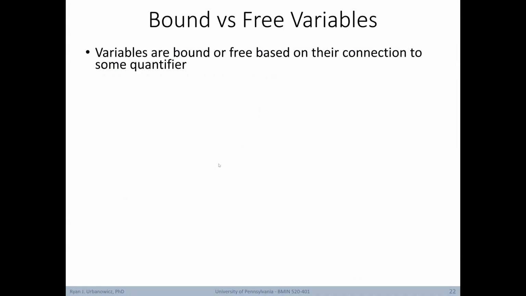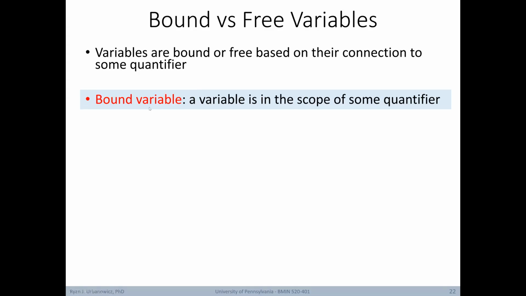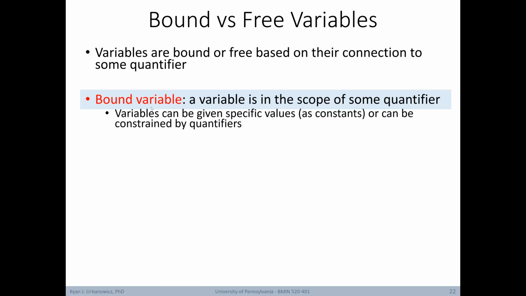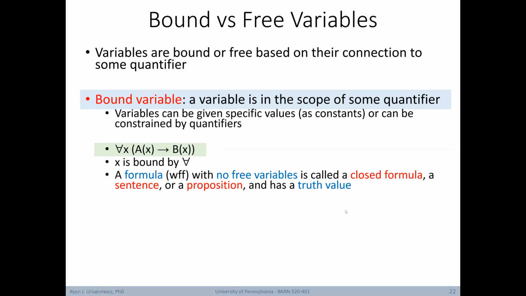Let's talk a little bit more about variables and what it means to be bound versus free. Variables are bound or free based on their connection to some quantifier. A bound variable is a variable in the scope of some quantifier. Variables can be given specific values as constants, or they can be constrained by quantifiers. Here's another example wherein x is bound to the universal quantifier. Also, its scope is the entire expression. A formula, in other words a well-formed formula, with no free variables is called a closed formula, a sentence, or a proposition, and it has a truth value.